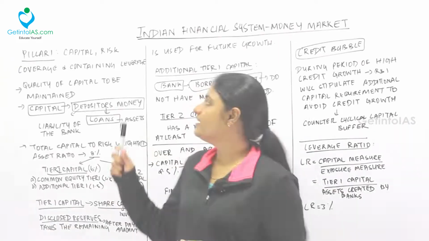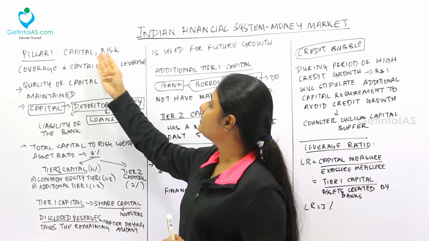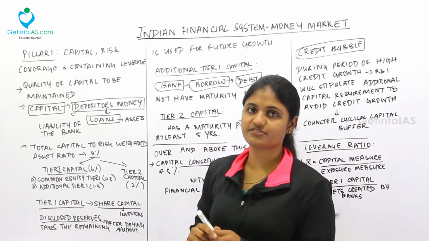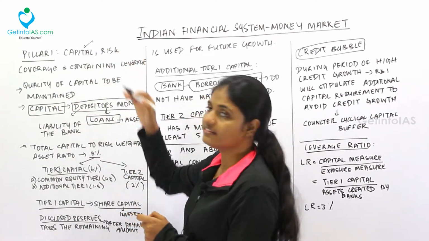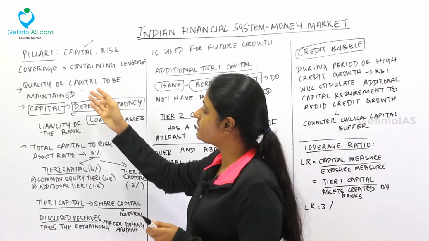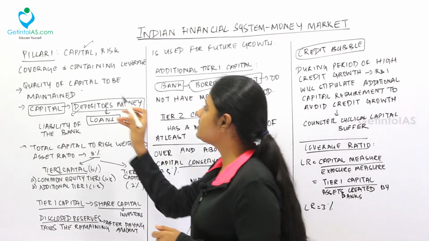Fine. Now coming to the pillar 1. Under the pillar 1, we have the subheading capital, risk coverage and containing leverage. So first thing, the quality of the capital will deal with the quality and the risk weighted asset. Under the pillar 1, they're telling how the quality of the capital should be maintained. So what is a capital over here?